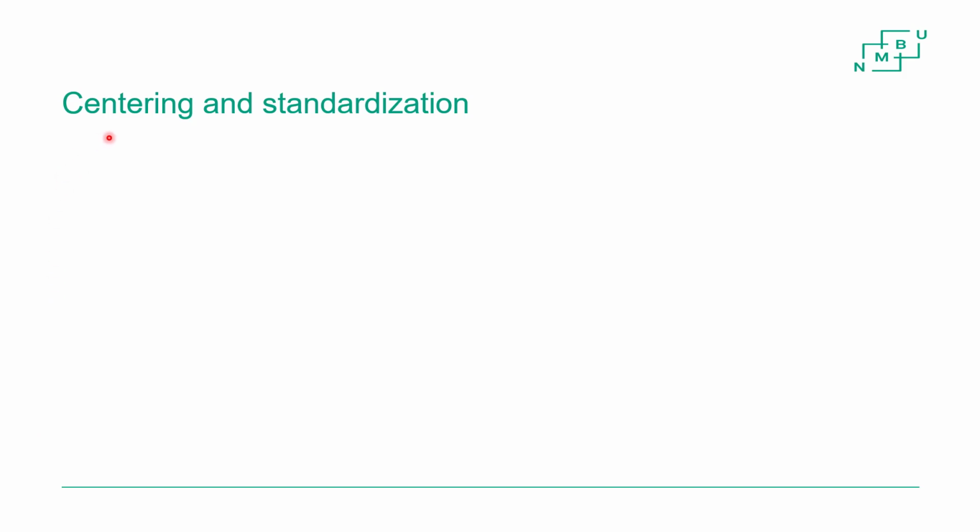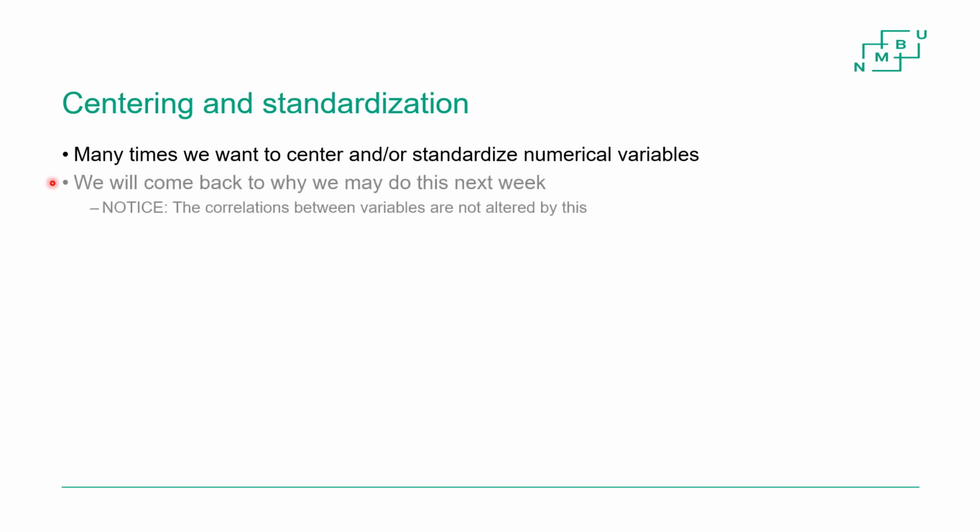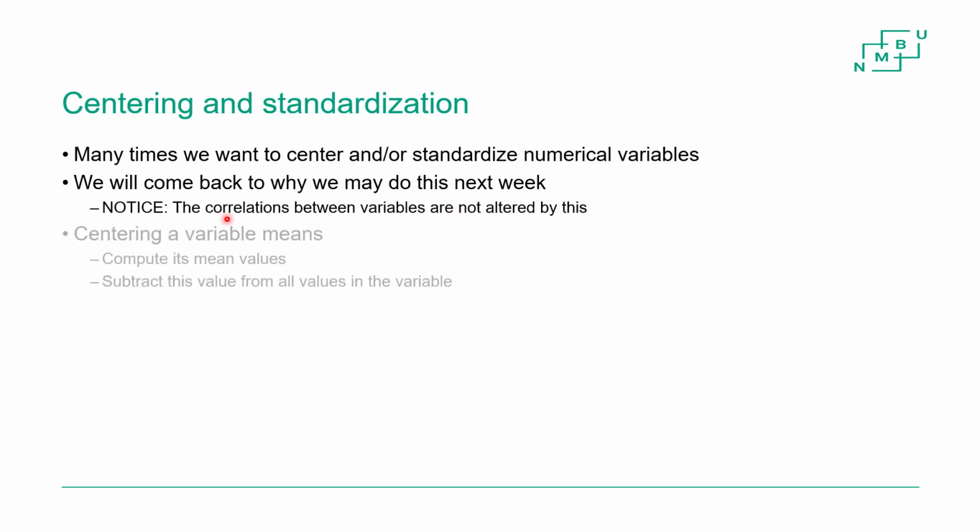Finally, a few words about centering and standardization of data. So what do we mean by this? Many times we want to center or standardize numerical variables. And notice we can only do this for numerical variables. It's only meaningful there. Why we do it, we will come back to more next week when we start doing principal component analysis. But you should notice right away that any correlations between the variables that we saw in the scatter plot will not change by doing this centering and standardization.